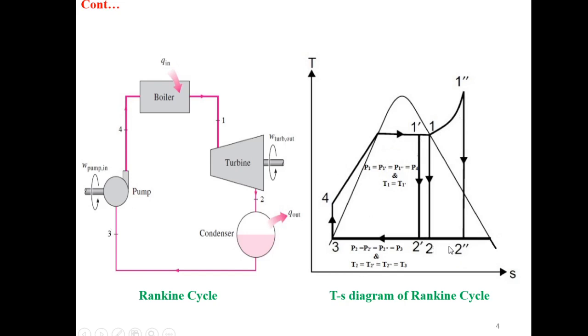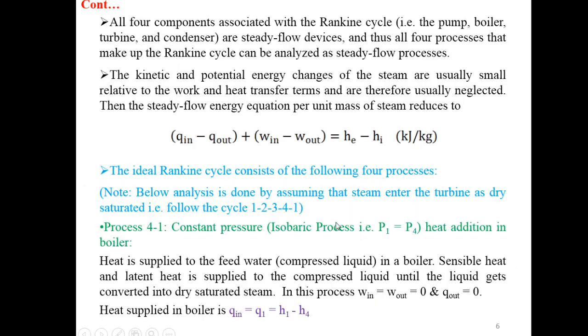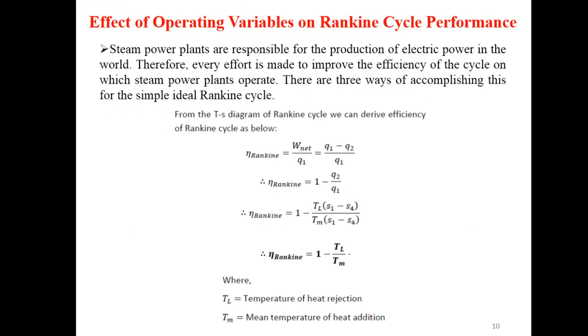But for the process 2 dash 3 or 2 3, we have a horizontal line, that is a constant temperature equal to TL. So we have taken TL here, but we have taken T mean for this variation from 4 to 1 dash, or 4 to 1, or 4 to 1 double dash. So we have taken the mean value for this one and lower temperature for this one. And also remember that S2 equals S1 and S3 equals S4. So what do we get finally? Finally we get this formula, 1 minus TL divided by Tm, where TL is the temperature of heat ejection and Tm is the mean temperature of heat addition.